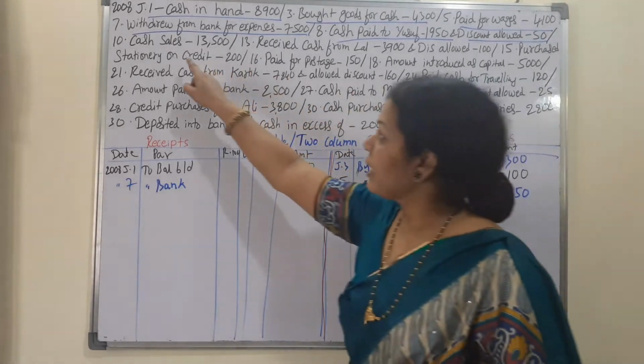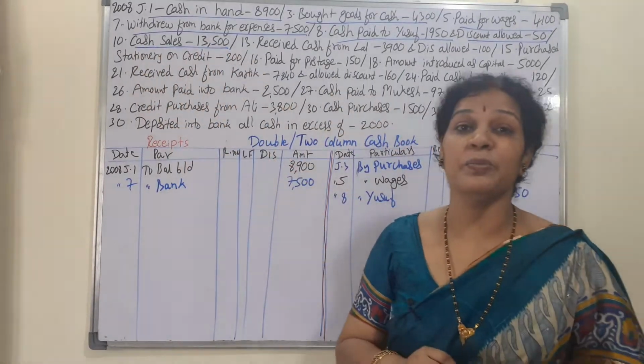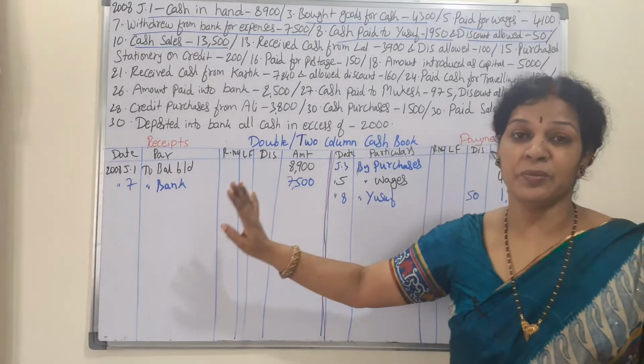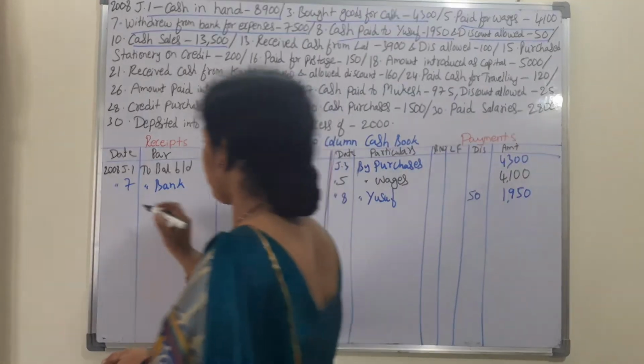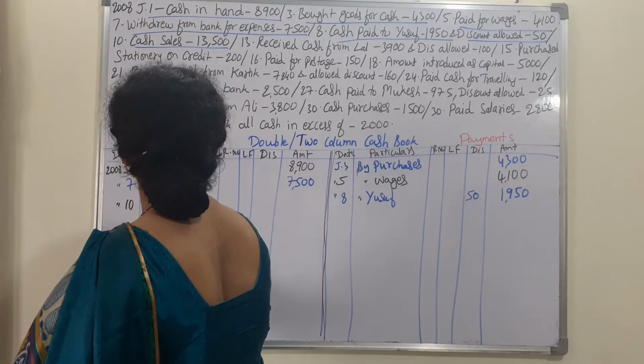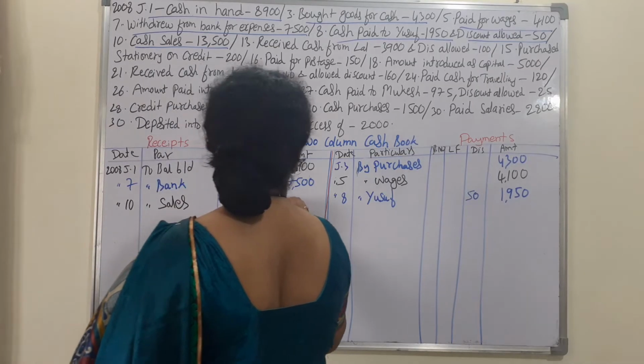Next, cash sales. Sales means it's a receipt. All the receipts will be on the debit side. So sales we will write on the debit side. It's on 10th, to sales, 13,500.